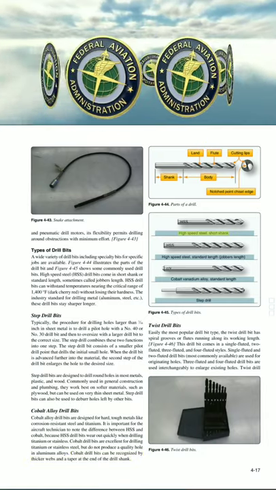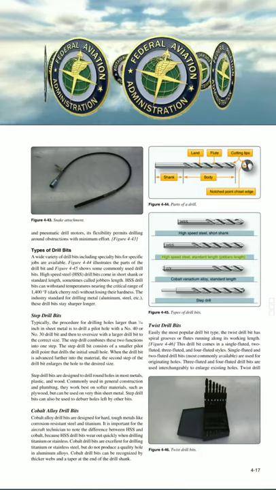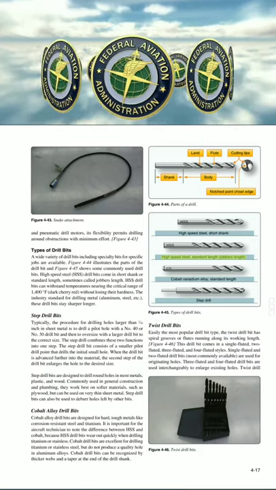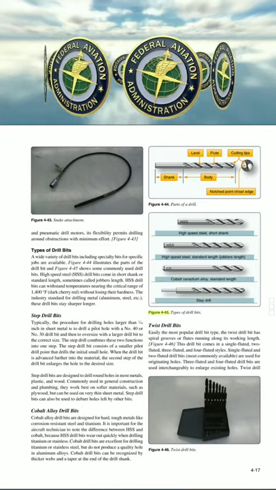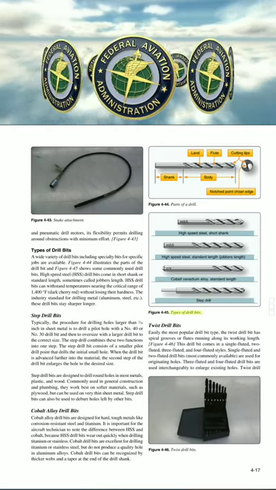High-speed steel, short shank, HSS. High-speed steel, standard length, jobber's length. C/V, cobalt vanadium alloy, standard length. Step drill. Figure 4-45. Types of drill bits.